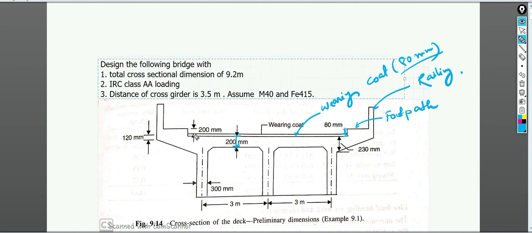Okay, this height is mentioned here. The footpath is at a height of 200 mm from the wearing coat. Okay, so these are the railings, and here this distance is 120 mm. And the main girders, the thickness is 300 mm, and the spacing of the main girders is 3 meter. So this kind of bridge is called a T girder bridge.